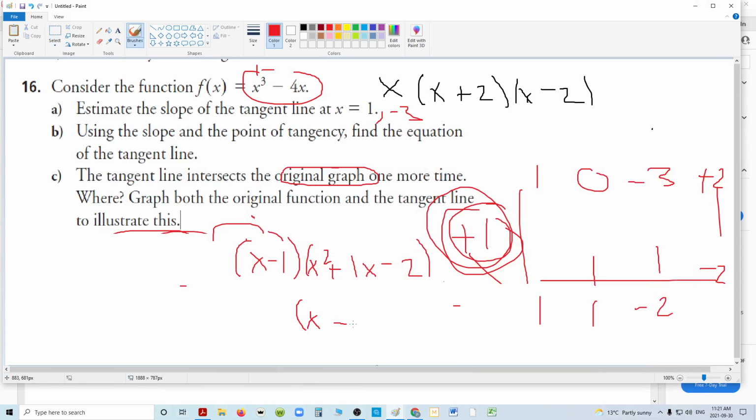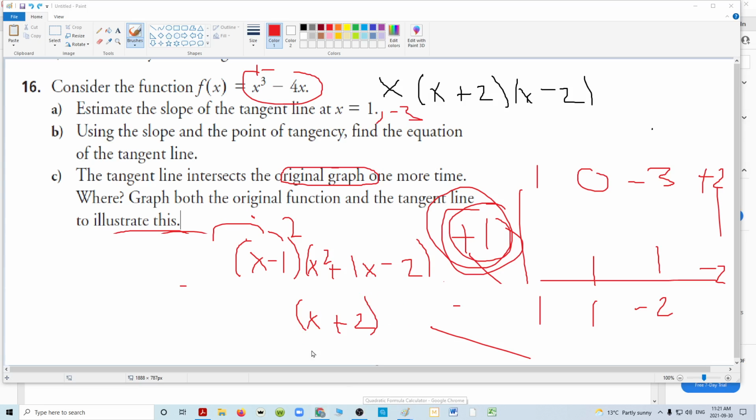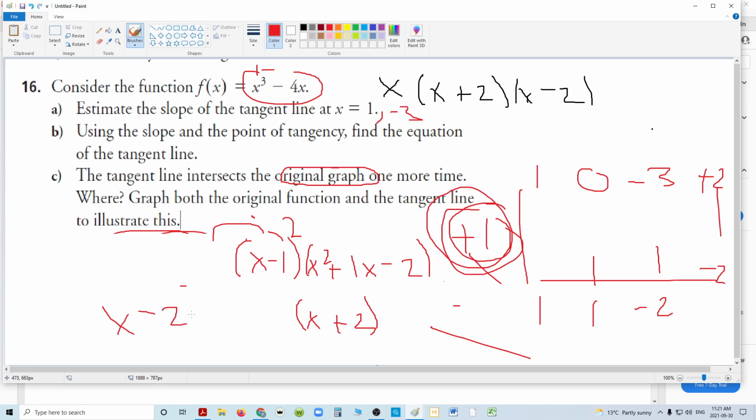Okay, x minus 2, plus 2, and x minus 1. Oh, I see, yeah, my bad, because it's x plus minus 1 squared. So that's a way of saying that it's just touching this one. And the other spot here is plus 2. I really botched that up. Which tells me that when x is minus 2, it's going to go through the graph again.